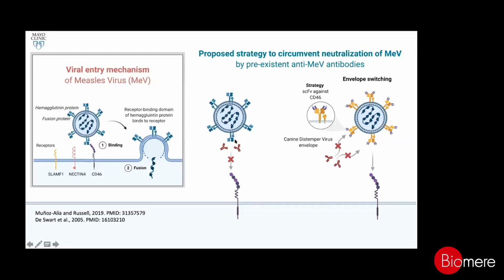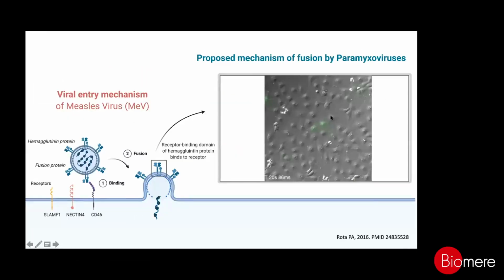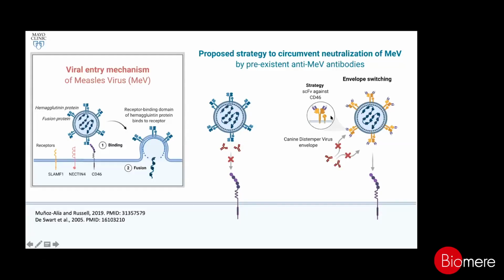To solve this issue, we have replaced the membrane fusion machinery of the measles virus by the homologous complex from the closely related member of the paramyxoviridae family, canine distemper virus. As I'm going to explain shortly, this new envelope, oh man, I'm going to start again.